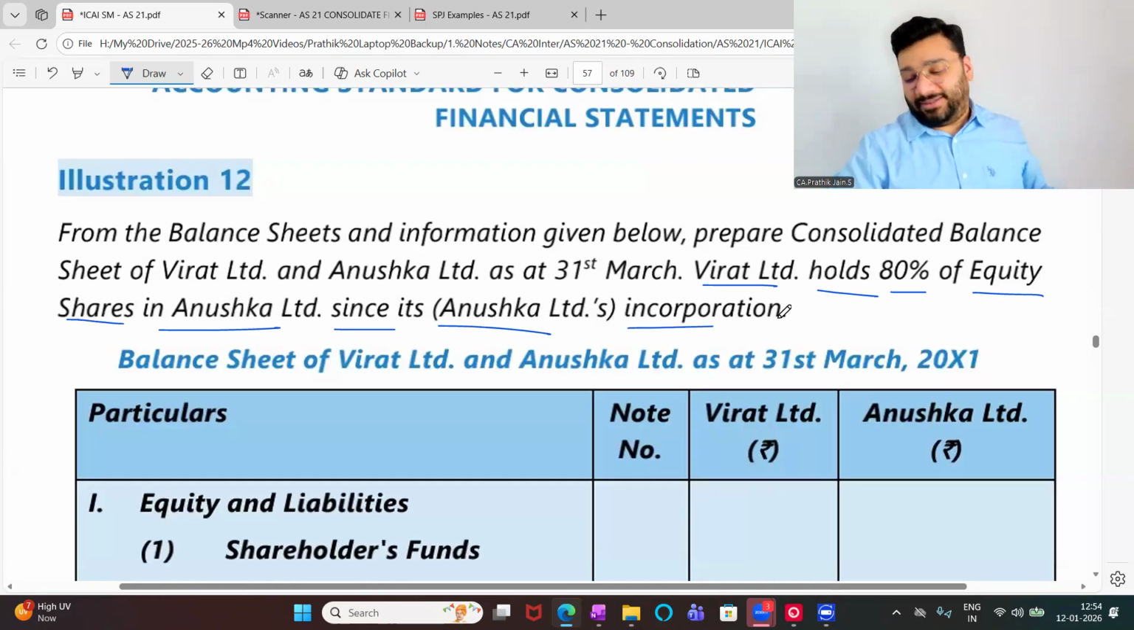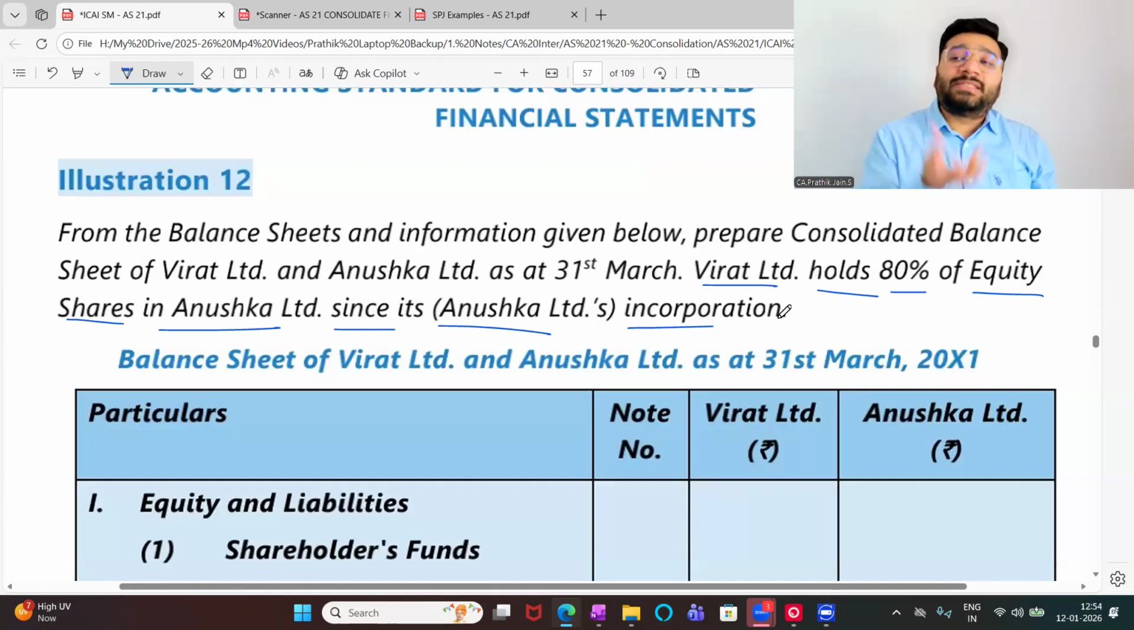Virat holds 80% equity shares in Anushka since Anushka's incorporation. Oh my God. Since Anushka's birth, Virat Kohli was the holding company. What does this indicate? Here, Virat has not acquired the shares from anybody. When Anushka Limited was incorporated, the company would have issued the share capital directly to Virat Limited. What is the implication behind this? There is no question of pre-acquisition profit. Very good, those who have the conceptual hold will answer.